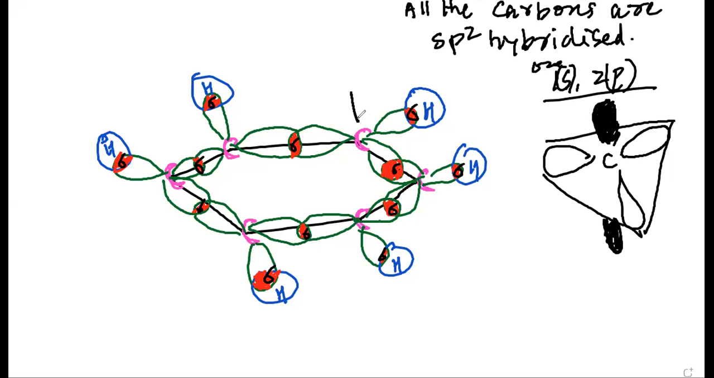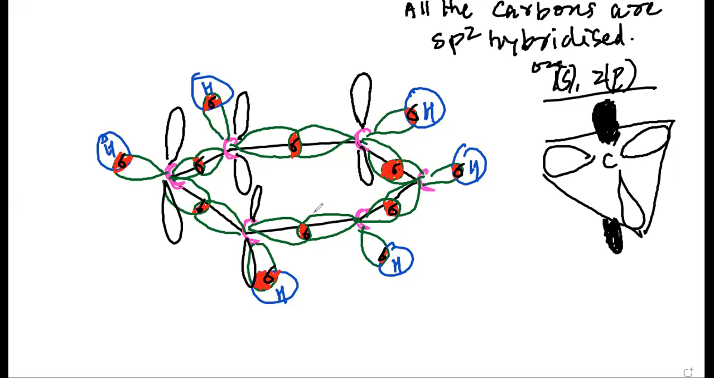So above and under this plane, we have a p orbital available which does not take part in hybridization. We can show this in this manner. You can see that for each carbon there is a p orbital available above and under the plane. This p orbital, my dear students, is responsible for making the pi bond.